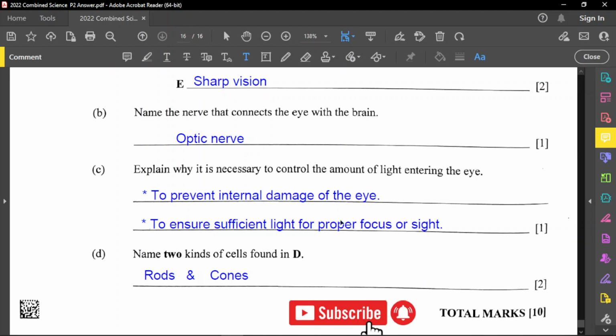All right, the last part of this question is to name two kinds of cells found in D. D is the retina, so you find rods and cones. You need to know that rods are for vision in dim light or black and white, and cones are for bright light and also for colored vision.